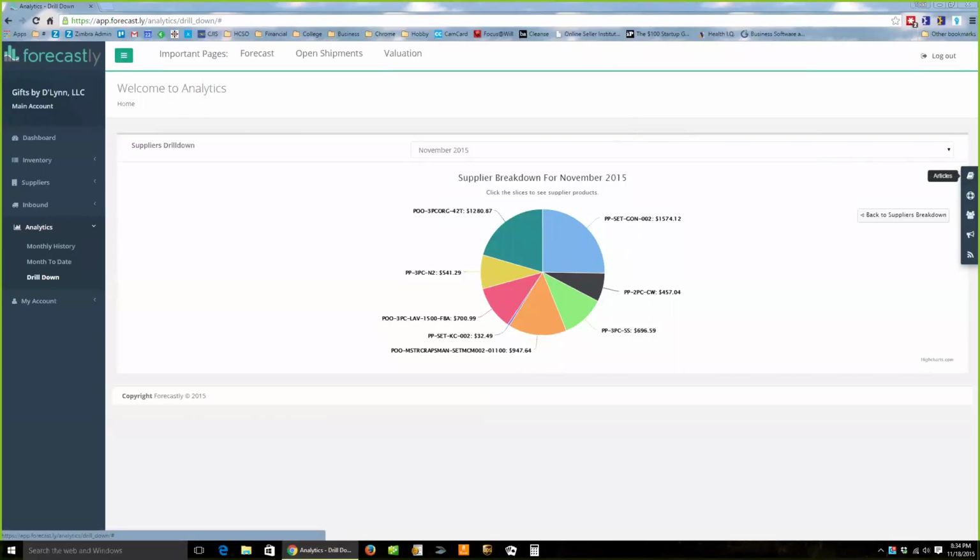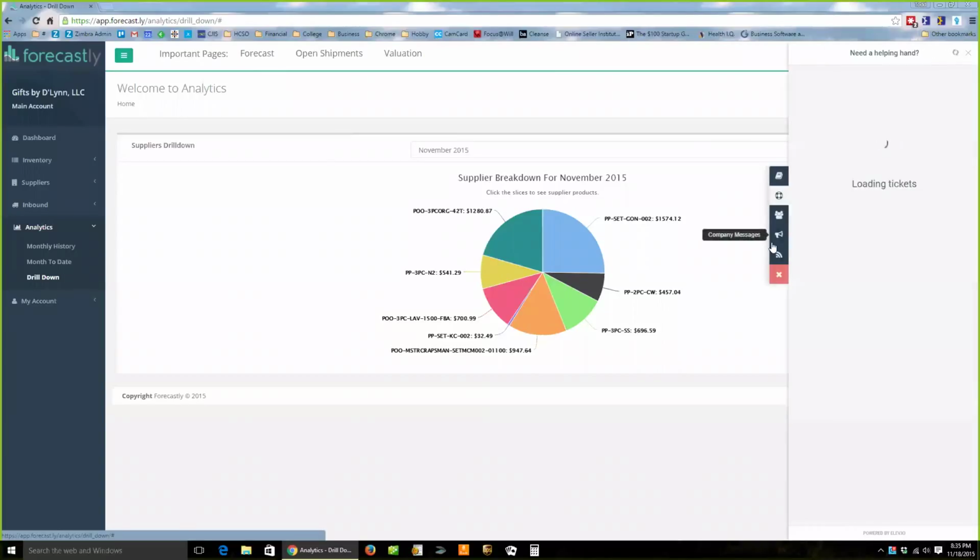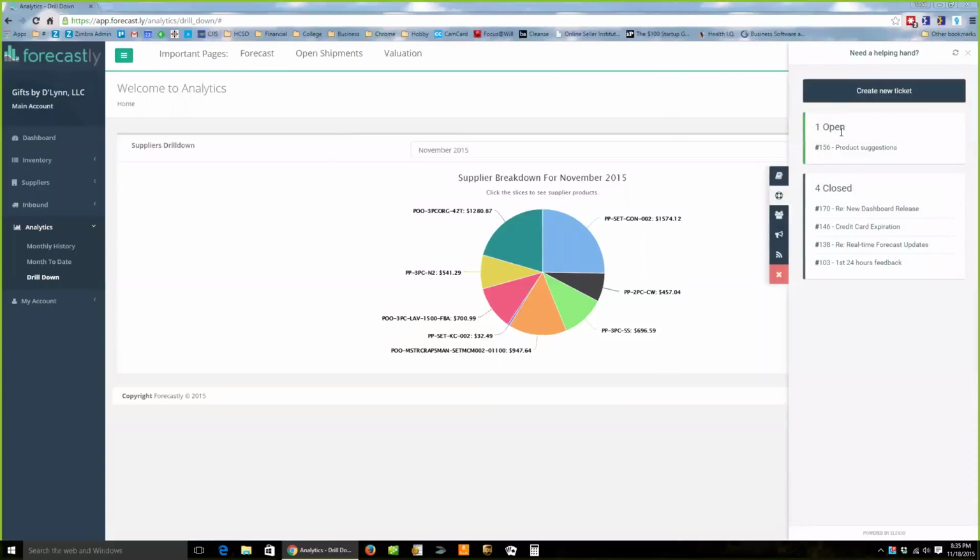And that's about it. They have a limited amount of articles and FAQs built in here. Some of the pages have a guided tour. I think their forecast screen had like a guided walkthrough. And then you can open a ticket right from here, which is kind of nice. I've done that several times. I've got one open for a whole bunch of product suggestions.